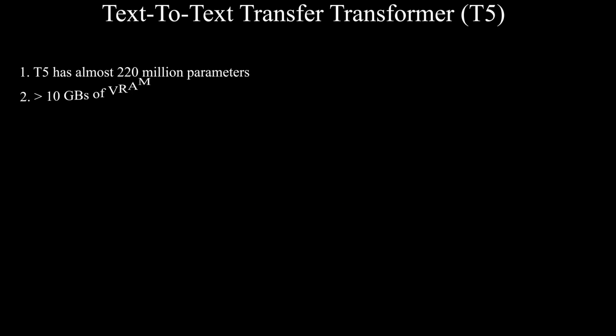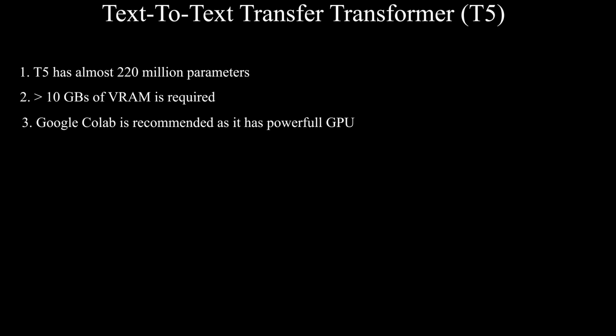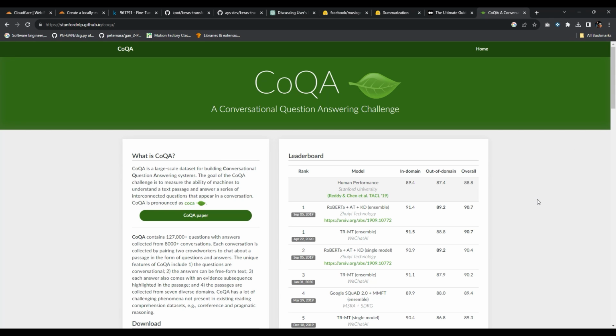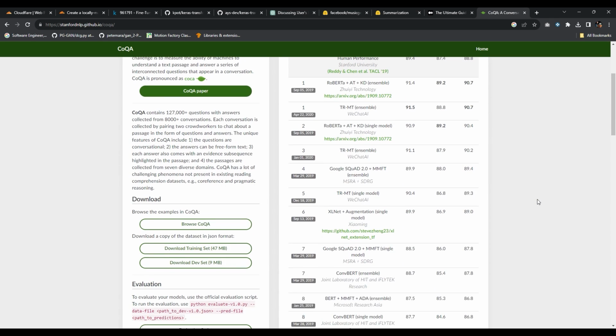This model is large, so I would recommend you use Google Colab for the coding part if you don't have a GPU with 10 GB of VRAM or higher. So let's begin. I'm using CoQA, which stands for Conversational Question Answering dataset. In the dataset, you will find a context and questions from that context.